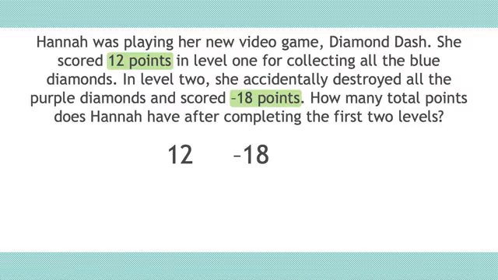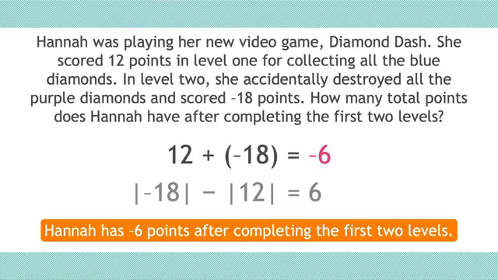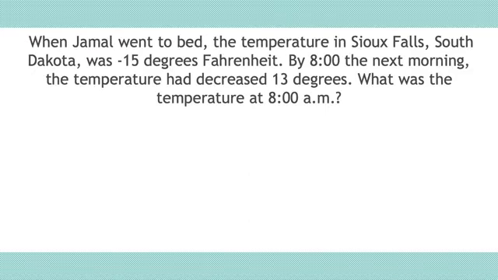In this problem, I see the word total, which tells us we need to add 12 and -18. The signs in this expression are different, so we have to subtract 12 from 18 to get 6. Then, since the greater absolute value is negative, the answer is -6. So, Hannah has -6 points after completing the first 2 levels, which seems reasonable since Hannah scored more negative points than positive points. Let's try this problem next.